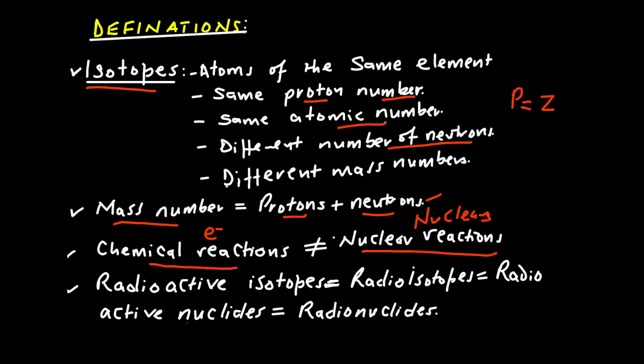Isotopes that are unstable, or those that emit radiations or particles, are referred to as radioactive isotopes. Radioactive isotopes are also called radioisotopes. And since we are involving the nucleus, the particles in the center of our atom, they are called radioactive nuclides. Simply, radionuclides.